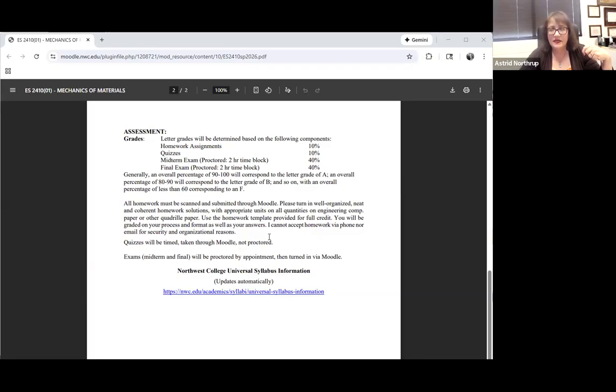I can take a JPEG, prefer the PDF, but I cannot take any format, for example, the HEIC format that comes from taking a picture on an iPhone. So if you have an iPhone and you take a picture of it and you send it to me through Moodle, I won't be able to read it, so I will send you a message saying I can't read it and you'll have to redo it.